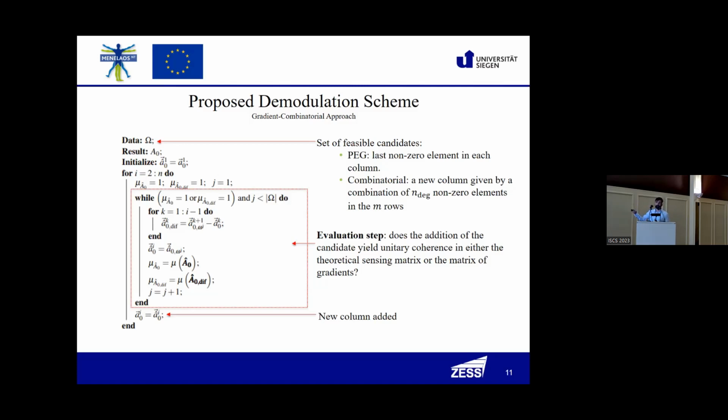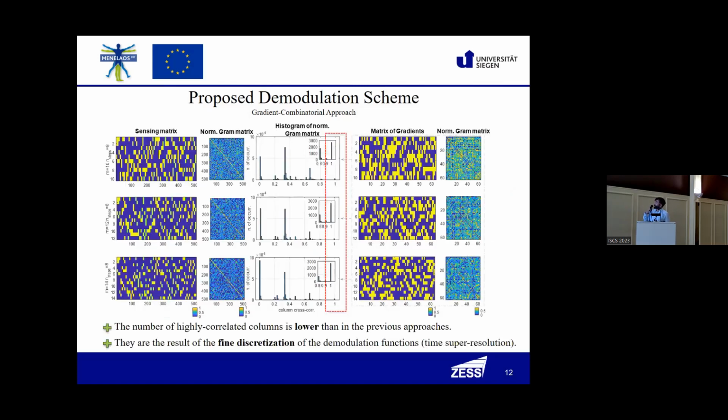We have a set of feasible candidates that are the combinations without repetition of non-zero elements. Then every time that we add columns, we check the matrix of gradient. If in the matrix of gradient the coherence is equal to 1, we remove this from the set of feasible candidates. Otherwise, we continue the generation of the sensing matrix. Like that, we always ensure that the coherence of the real sensing matrix of the demodulation function that we are going to use is near to optimal. And you can see here that basically the coherence is always less than 1, and we reduce the number of highly correlated columns.